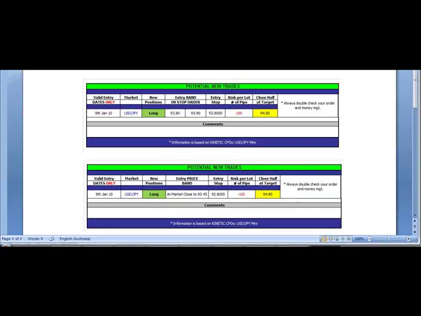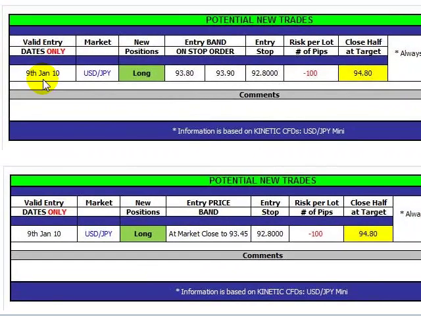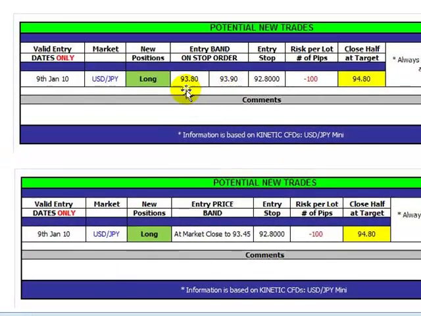So the recommendations for a new trade will come through in one of two ways. Either it will come through as an on-stop order where you'll receive an entry band in which you can enter the market, and this is a price which is above the market should it be a long trade, or if it's a short trade it will be below where the market is currently trading at.